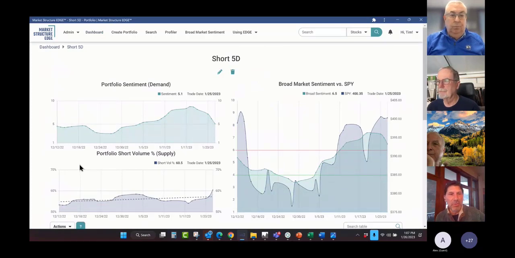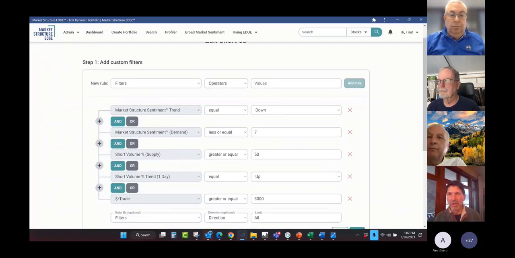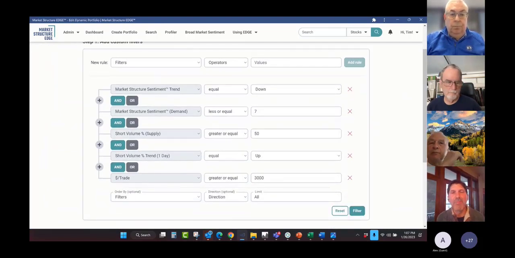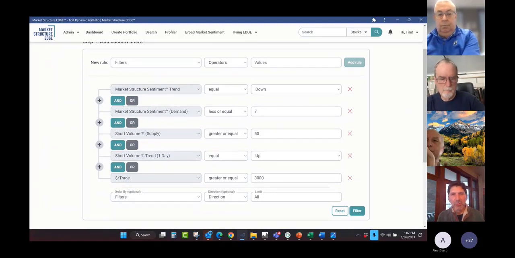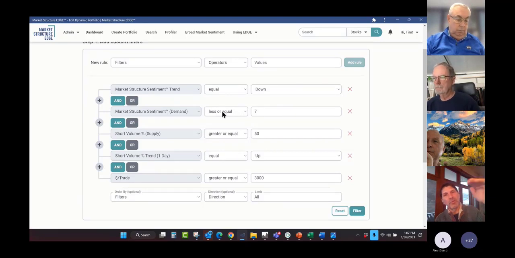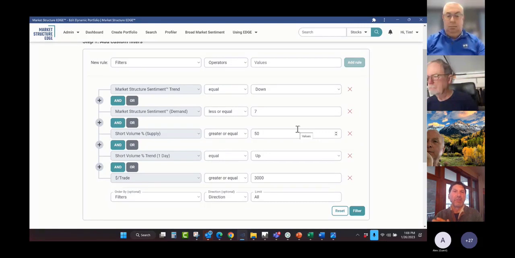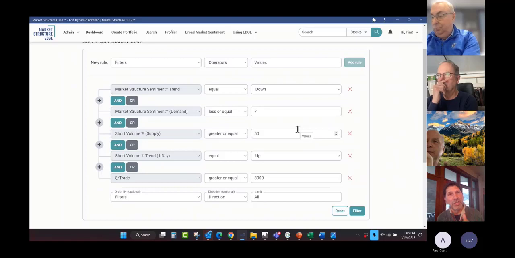Just do that. So this portfolio, all I did, it's very simple criteria, was this. If you want a screenshot of that, again, I'm not saying it will give you everything you need. Raven, there's that liquidity, 3,000 more. I like liquid stuff. And the market structure sentiment is 7 or less, so it's trending down. Supply is greater than or equal to 50% and rising. So all I'm looking for is liquid stocks that have converging supply and demand, which produces falling prices. So could be, and then what do you do with that?